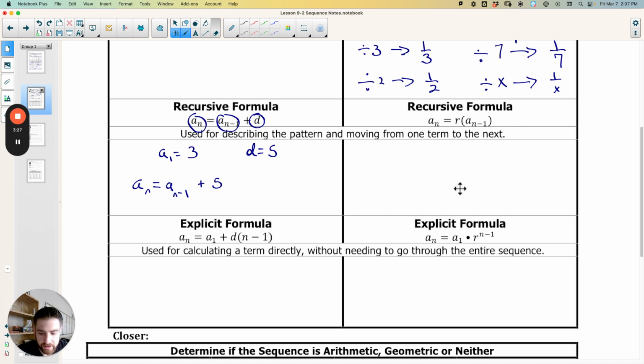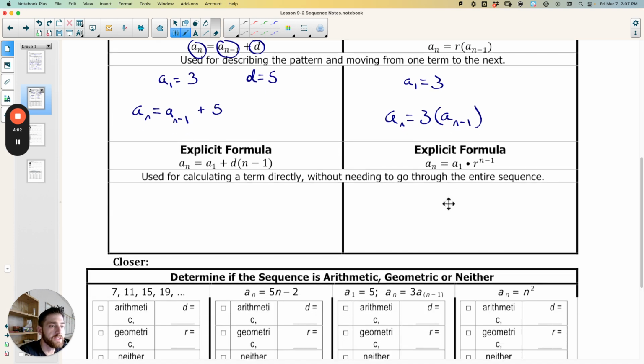Now similarly, the recursive formula for this one is going to be your first term, which we have as 3, and then we're going to multiply by our ratio. So a sub n is equal to my common ratio, in this case 3, times the previous term, a sub n minus 1. So those are the recursive formulas for each of those. And remember, in order to use the recursive formula, you must have the previous term.